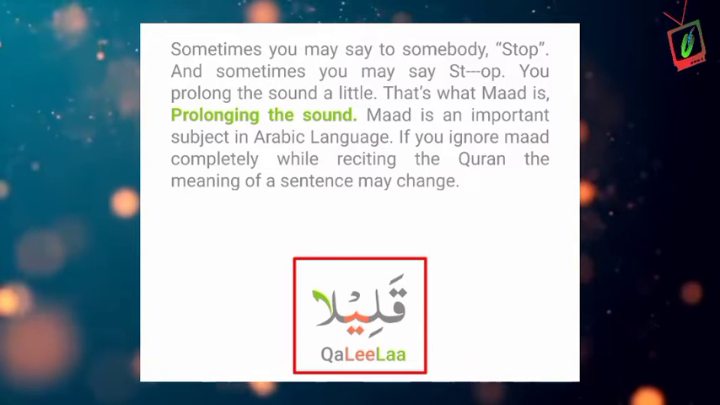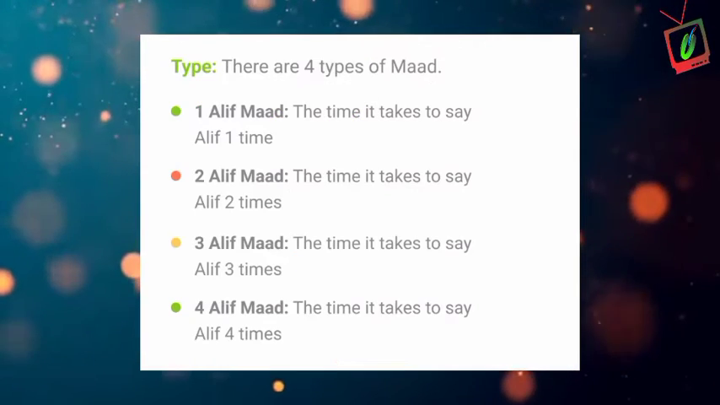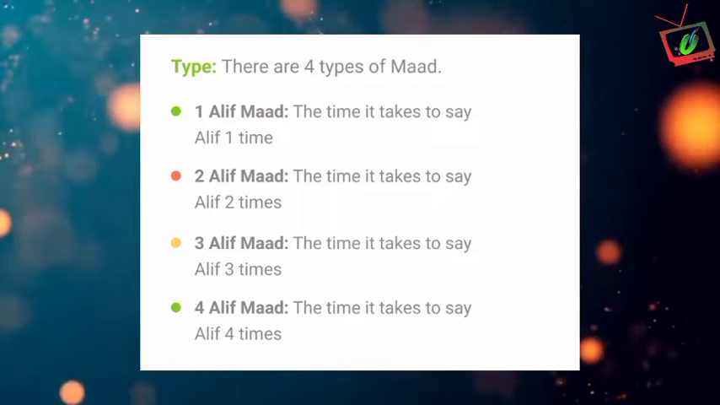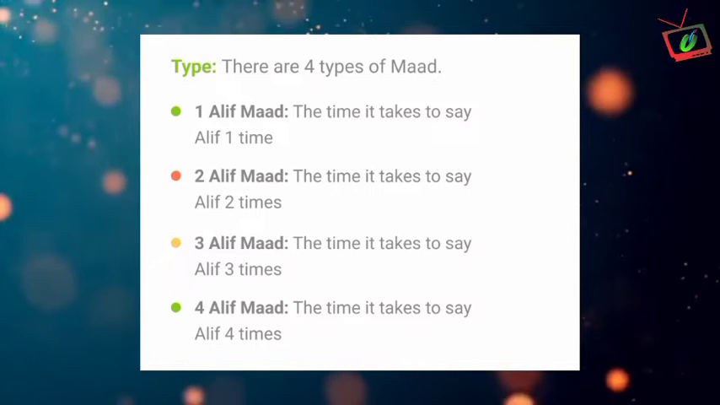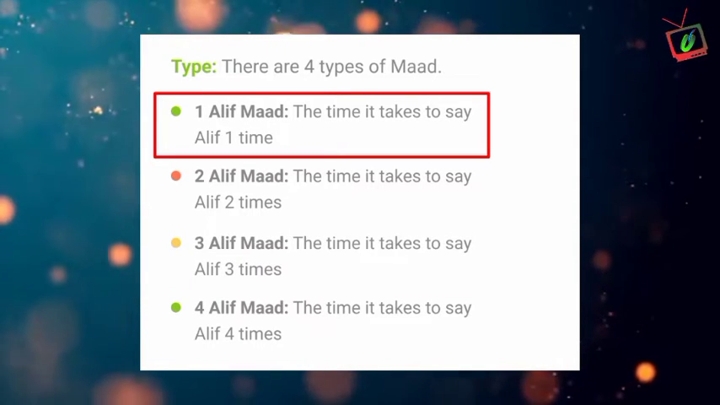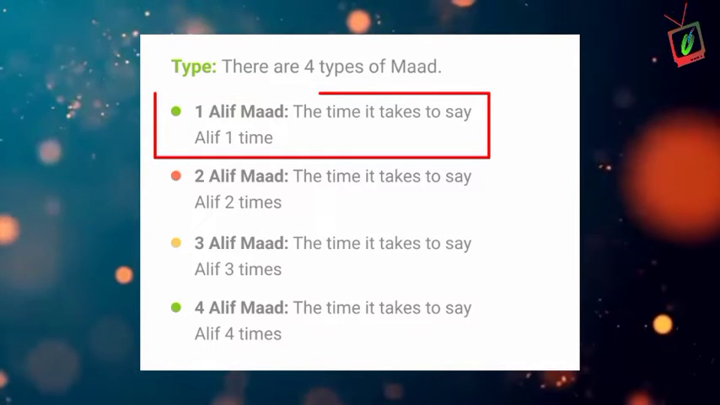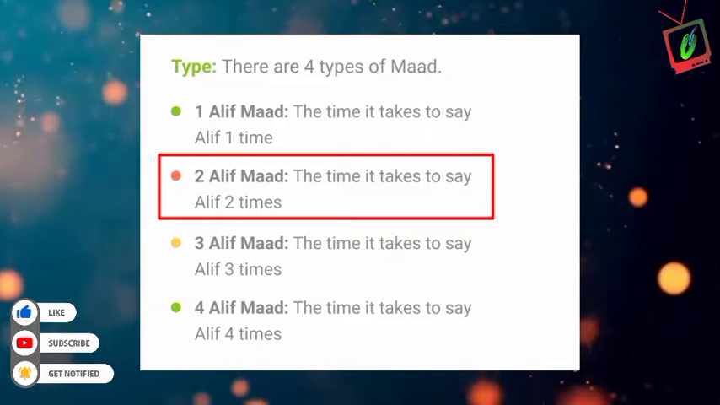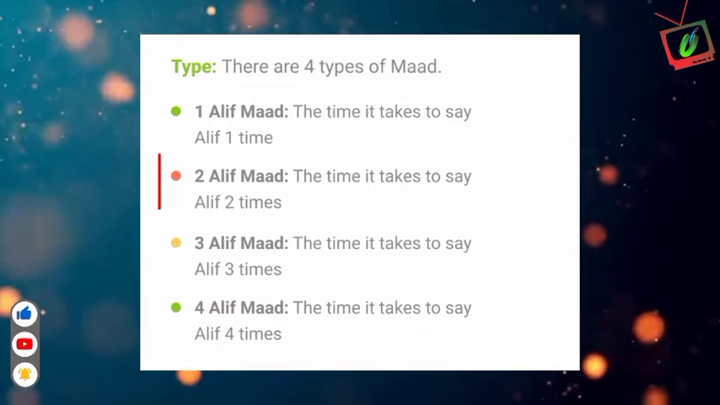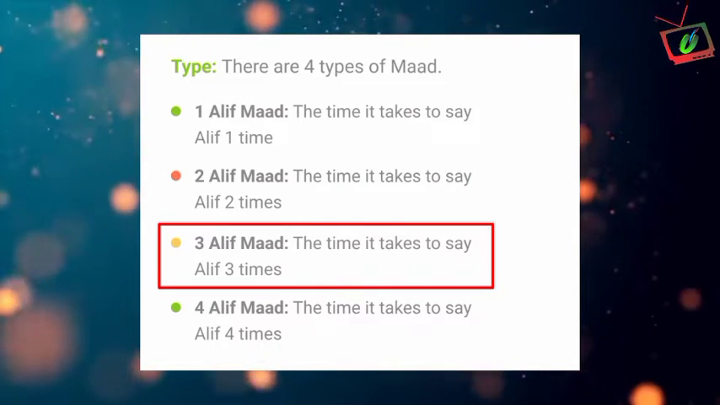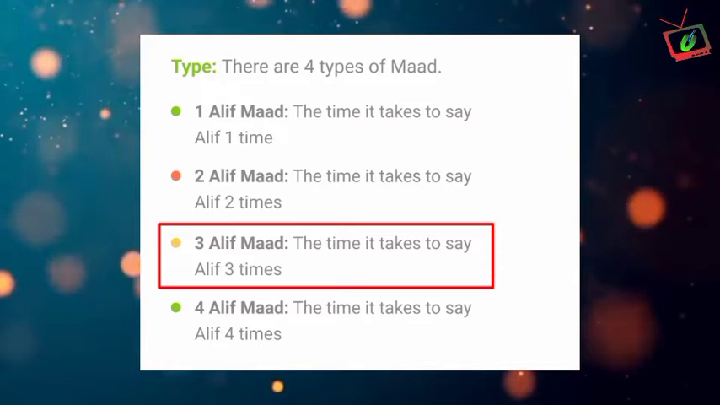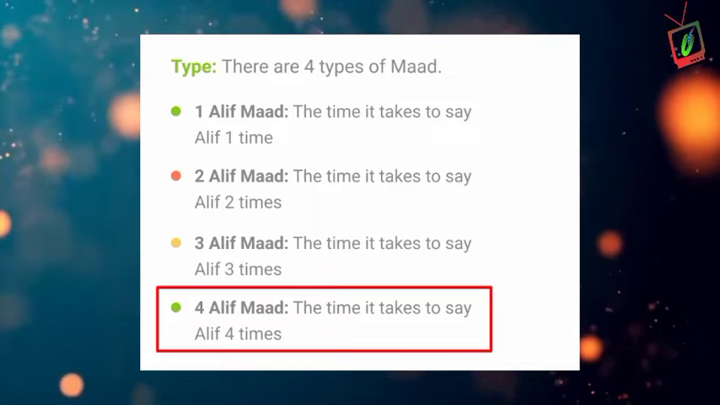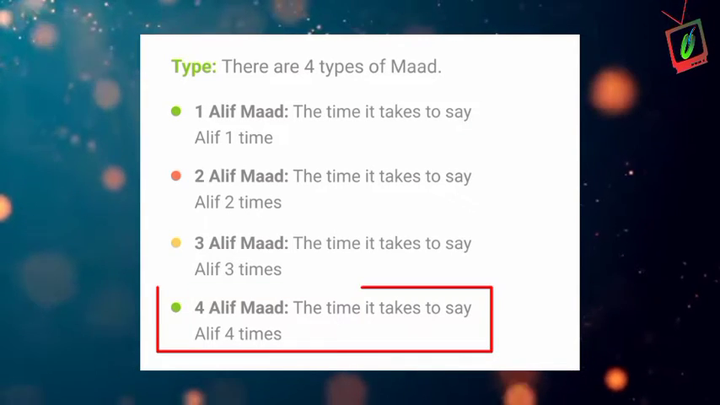For example, qalila. Often know the meaning of mad. Let's take a look at the types of mad. There are 4 types of mad. The first one is 1 Alif Mad, which is the time it takes to say Alif one time. Then we have 2 Alif Mad, the time it takes to say Alif 2 times. Then we have 3 Alif Mad, which is the time it takes to say Alif 3 times. Then the last one is 4 Alif Mad, which is the time it takes to say Alif 4 times.